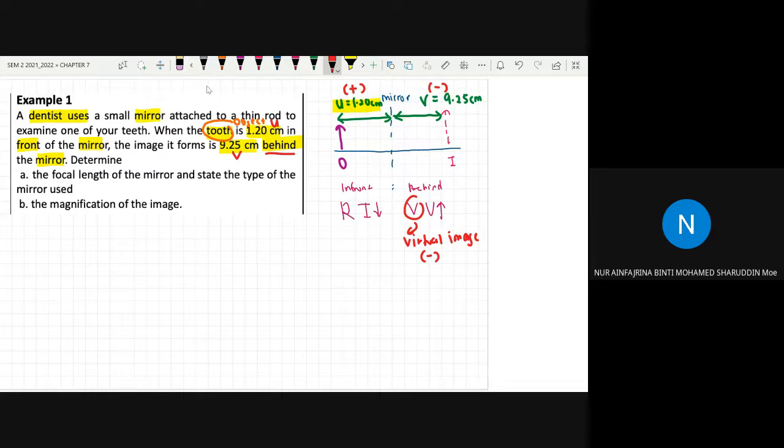Okay, first question. Find the focal length of the mirror and state the type of the mirror used. What formula do we need to use to find our focal length when we already have our U value and our V value? Anyone? 1 over F equals to 1 over U plus 1 over V. Very good. 1 over F equals to 1 over U plus 1 over V.